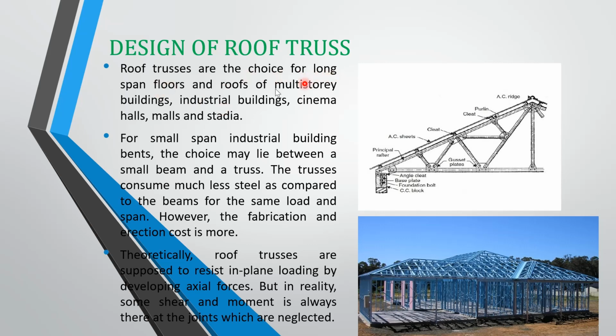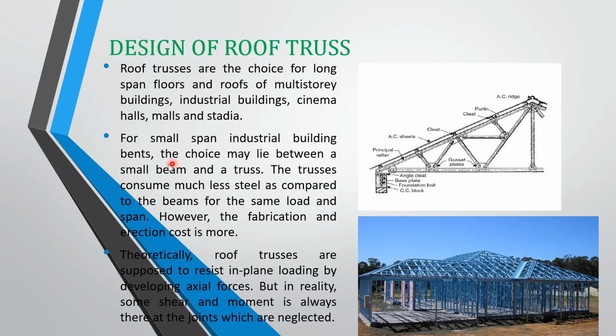So roof trusses are the choice for long span floors and roofs of a multi-story building, industrial building, cinema halls, malls, and stadia. In cases where we need large open area, generally, although our walls may be masonry and our supporting columns may be either RCC structure or masonry walls, our roof covering will be the trusses itself. So these trusses are the choice for floors and roofs with very long span.